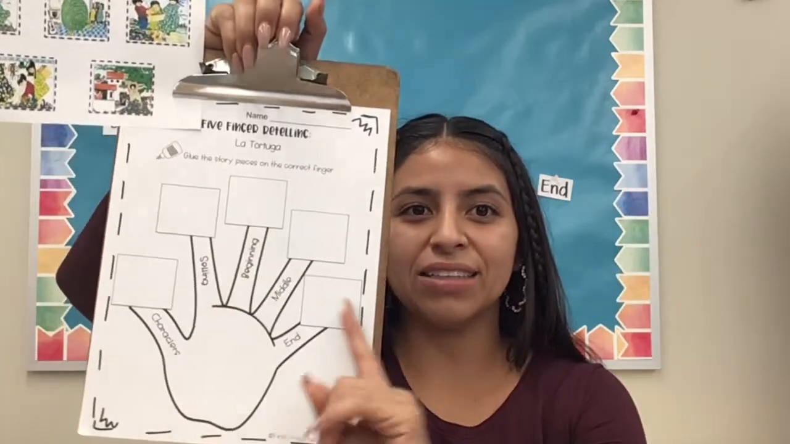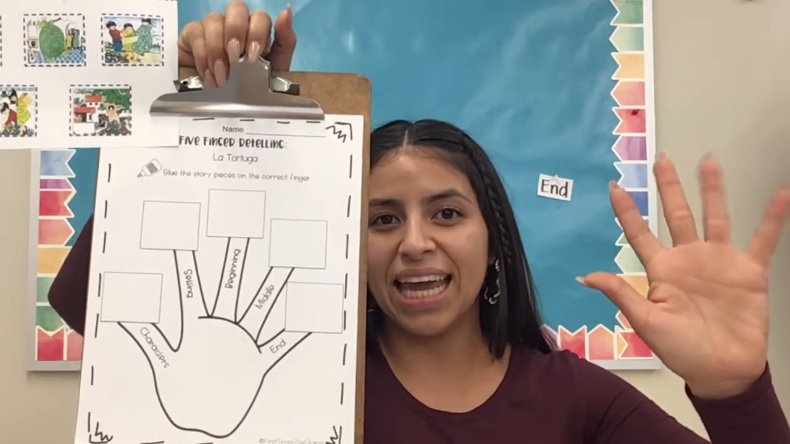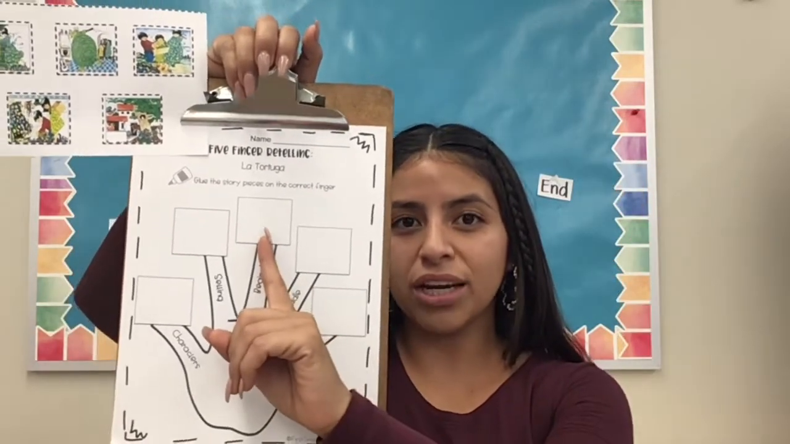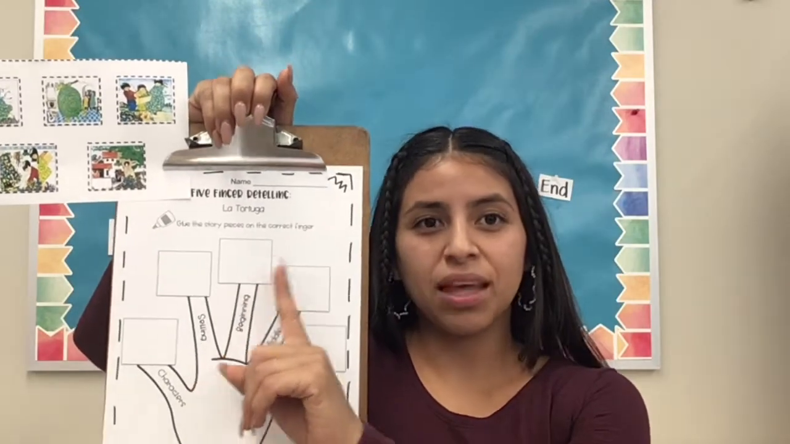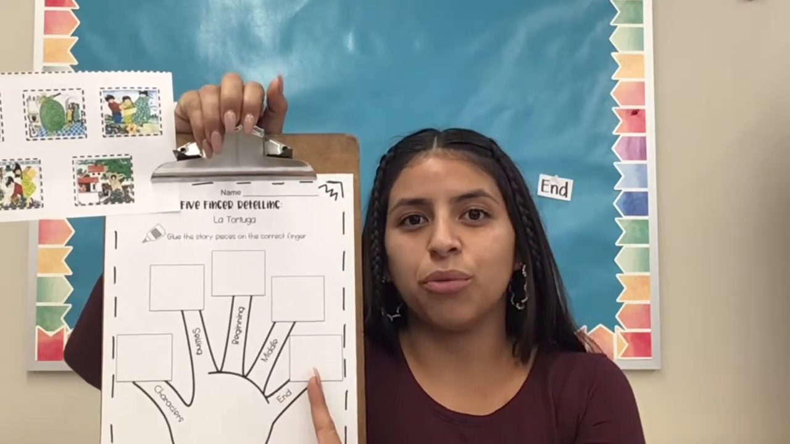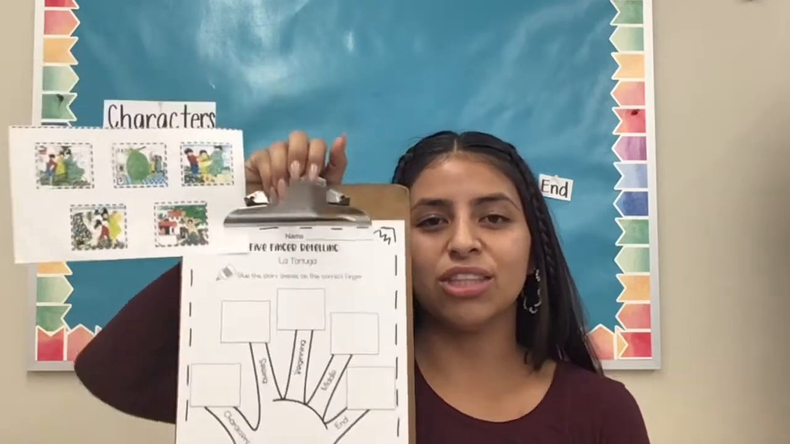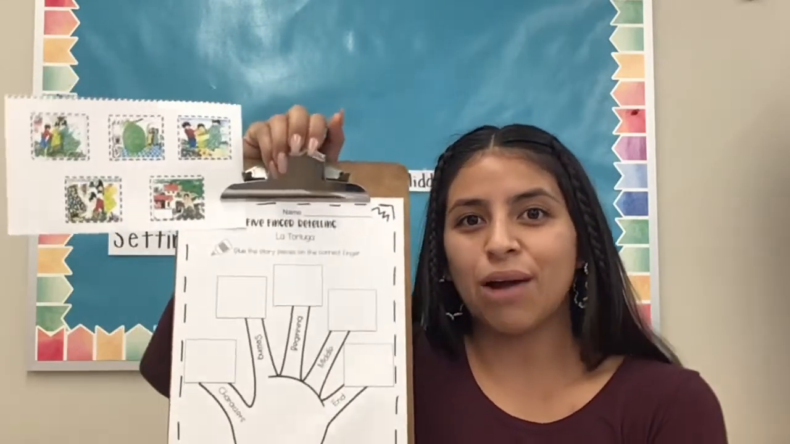Our last three fingers, right here, that is going to be beginning, middle, and end. The beginning of the story, what happened first. The middle of the story, what happened second, what happened in the middle. And our end of the story, what happened last. So we're going to be finding all of these things together as we read our story.